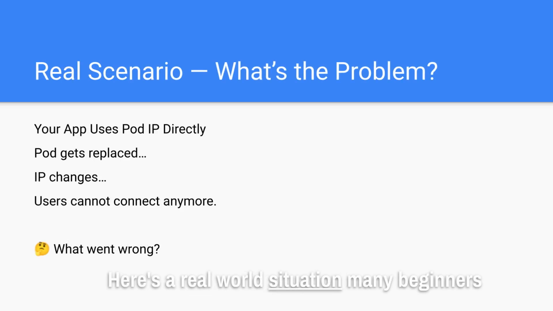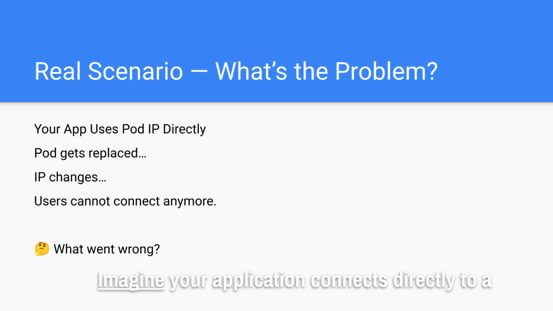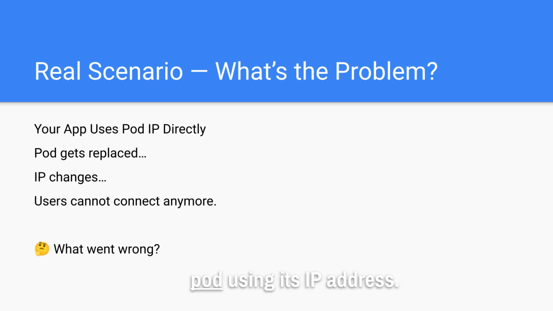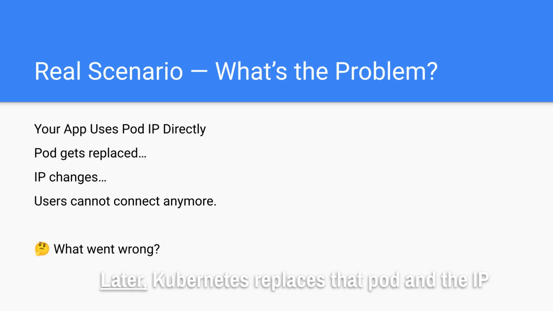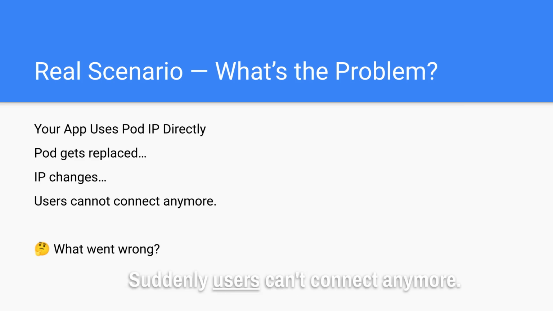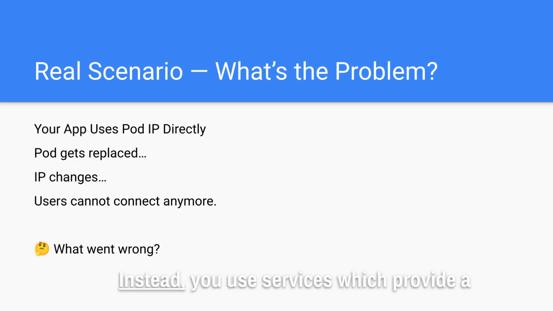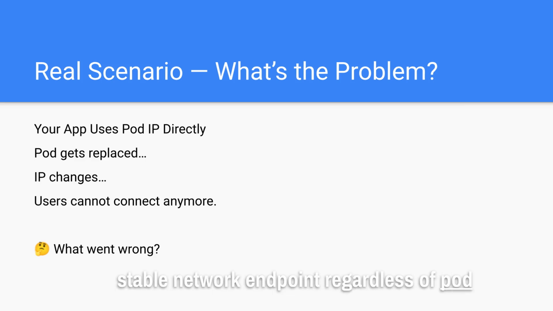Here's a real-world situation many beginners run into. Imagine your application connects directly to a pod using its IP address. Later, Kubernetes replaces that pod, and the IP changes. Suddenly, users can't connect anymore. So what's the mistake here? Pause for a second and think. The problem is, you should never depend on pod IPs directly. Instead, you use Services, which provide a stable network endpoint regardless of pod changes.